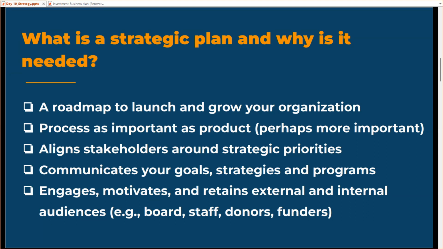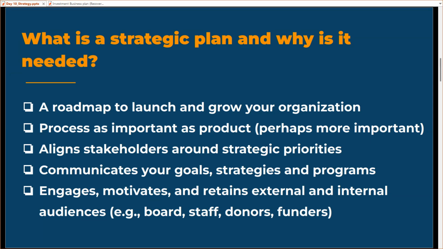Again, we said process is as important as the product, but now we are putting more emphasis on the process so that we can draw ownership at that level. Then this document is the one which brings together stakeholders and sets clear the strategic priorities, because it communicates the goals, the strategies, and the programs which we are going to execute.